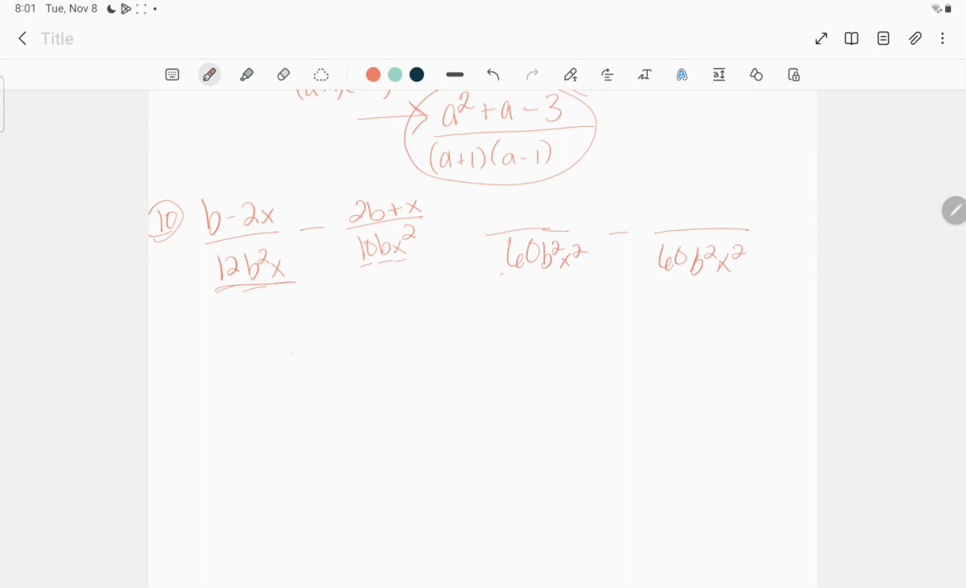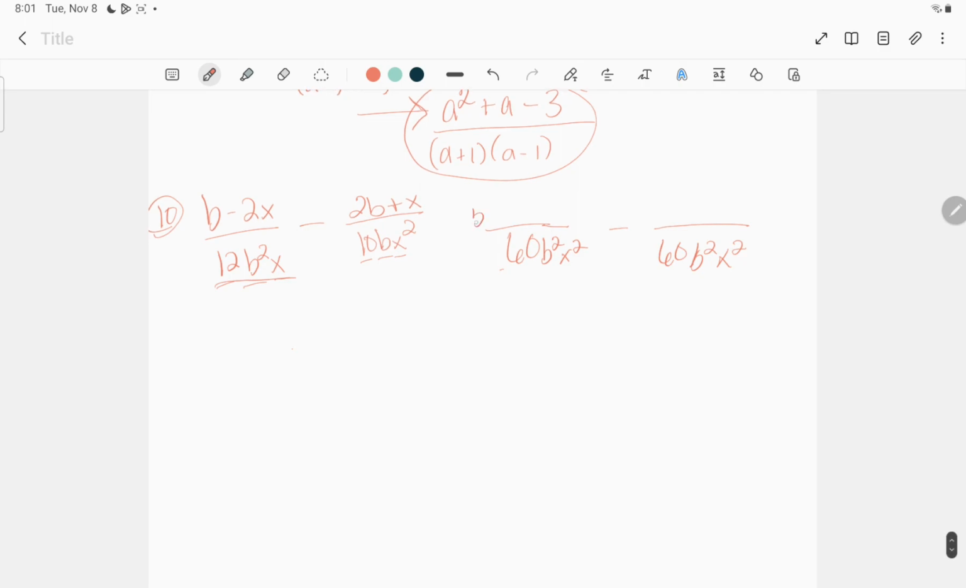So 60 divided by 12 is 5. B squared divided by b squared is 1. X squared divided by x is x. Okay. And then 60 divided by 10 b squared x. 60 divided by 10 is 6. B squared divided by b is b. And x squared divided by x squared is 1.